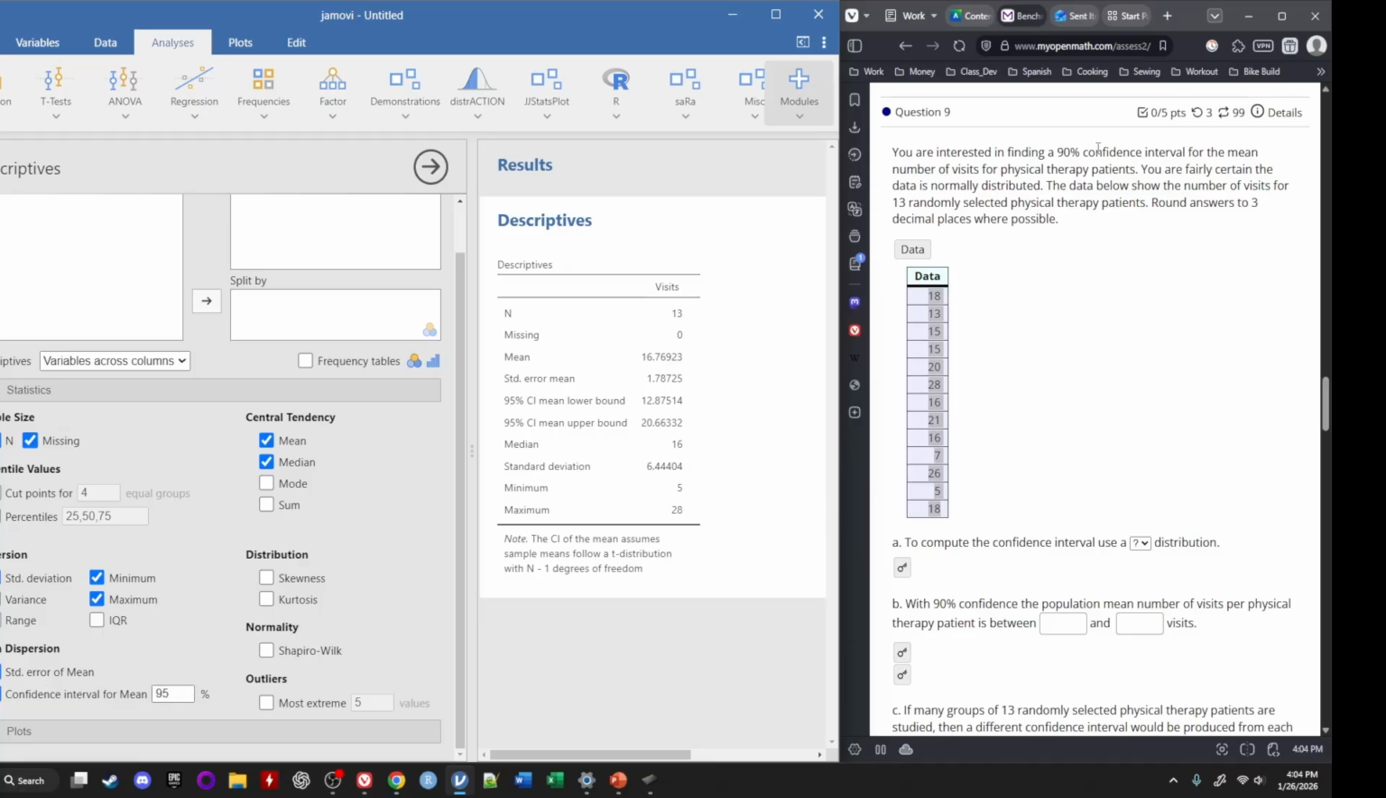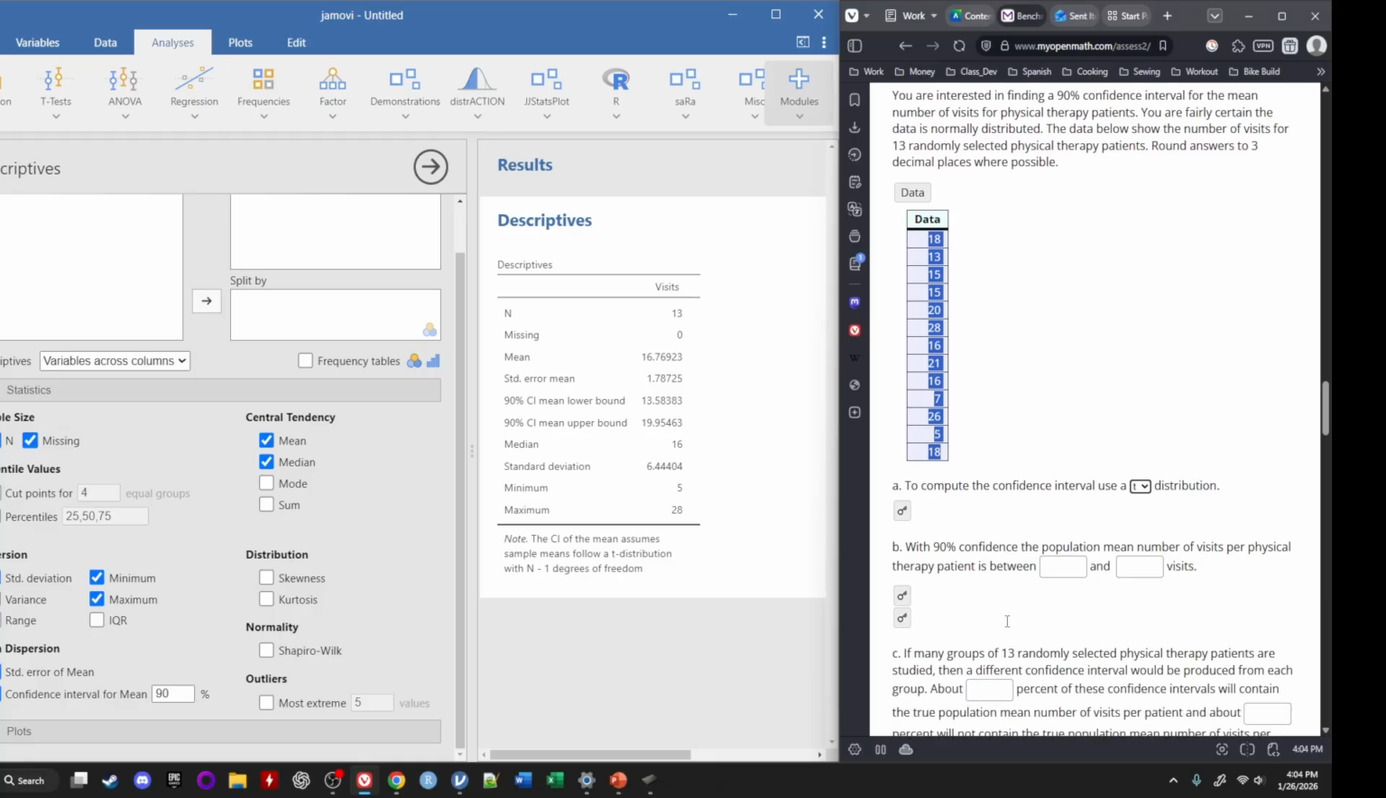Now here it says we want a 90% confidence interval, so we're going to swap this out to be 90, and we can hit enter. Okay, so now I have all the pieces of the puzzle. To do this, we want to use a t distribution. When we do our confidence intervals, we use a t distribution because we don't know the population standard deviation. The only standard deviation that we know is from the sample.